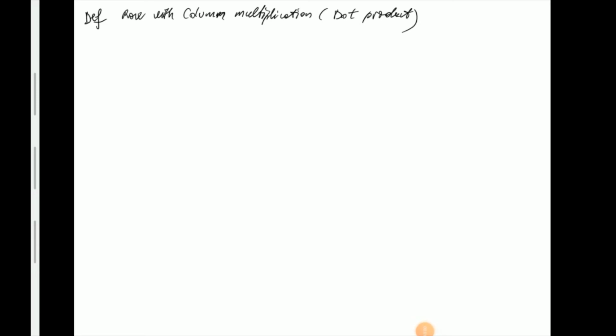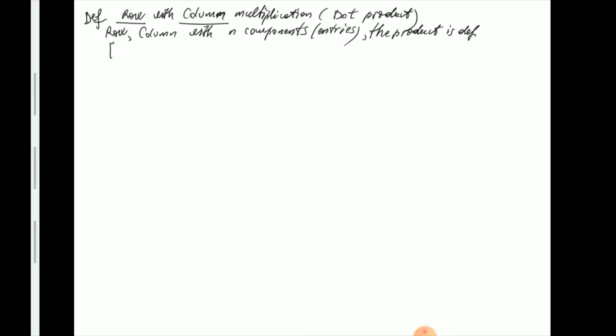All right, so let's take a moment to write the definition, like I said, in a more formal way. How do we multiply a row and a column matrix, also called the dot product? So if you have a row and a column with n components or n entries, the product is defined in the following way. Suppose the row is given by the entries x1, x2, xn.